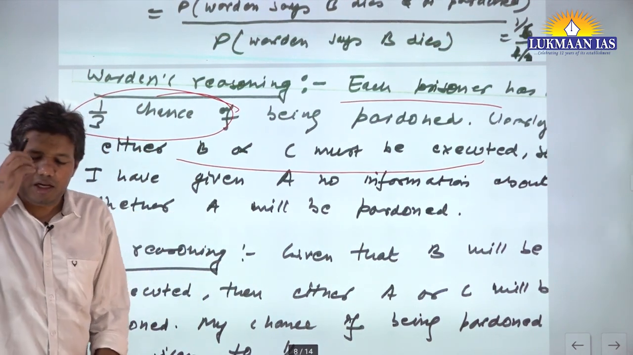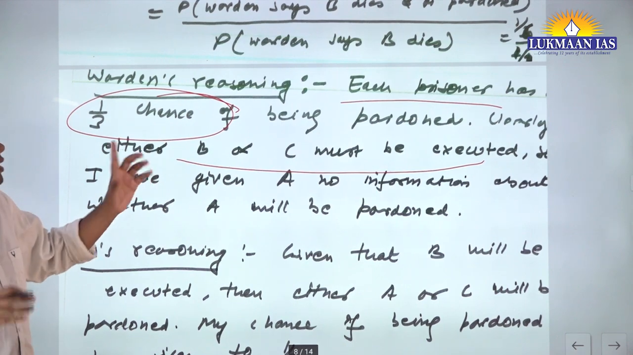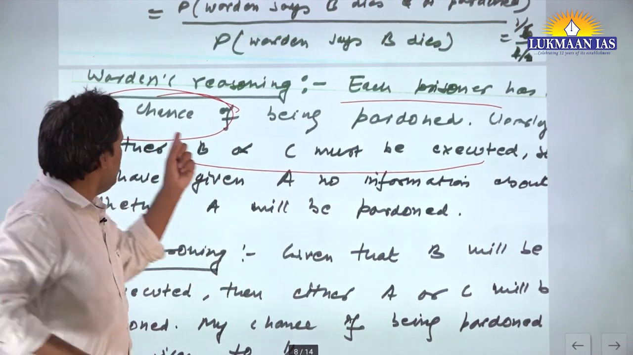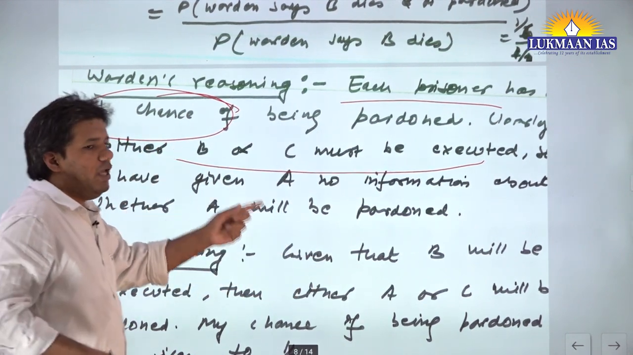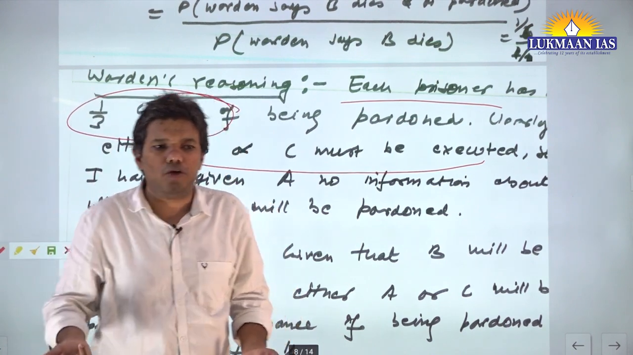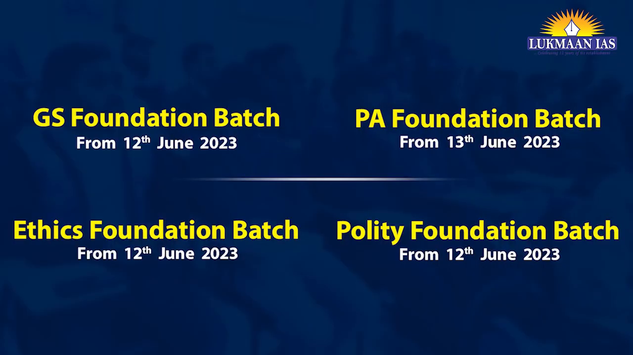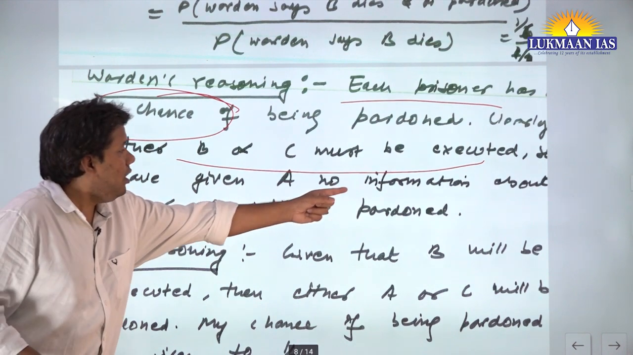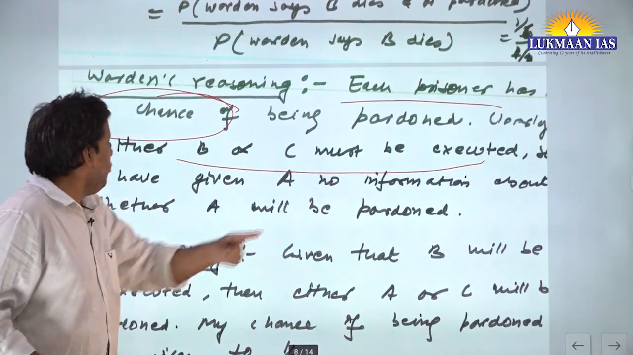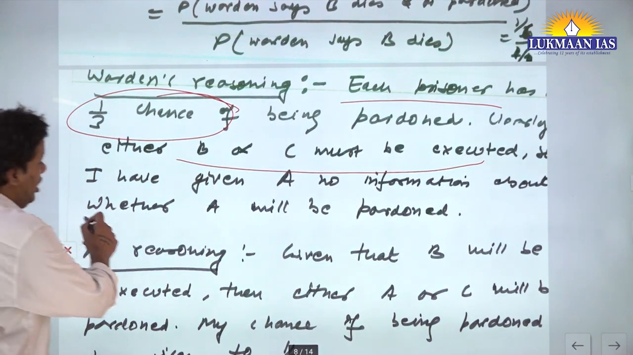Okay, see, again think what warden is saying कि every prisoner का pardon होने का चांस कितना है? 1/3 चांस है. और A ने उससे क्या पूछा कि B और C में से कौन सा एग्जीक्यूट होगा, तो उसने बता दिया B एग्जीक्यूट होगा. लेकिन वार्डन क्या सोच रहा है कि B और C में तो एक एग्जीक्यूट होना ही था, वो तो सबको दुनिया को पता था, तो मैंने उसको ऐसा क्या एडिशनल इंफॉर्मेशन दे दिया. So warden says, I have given A no information about whether A will be pardoned or not.